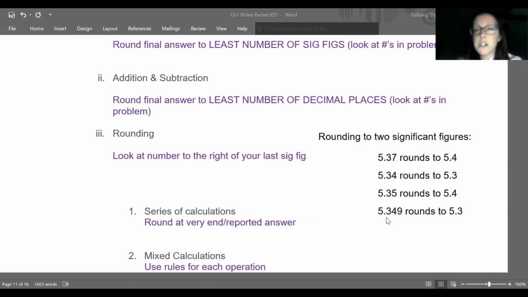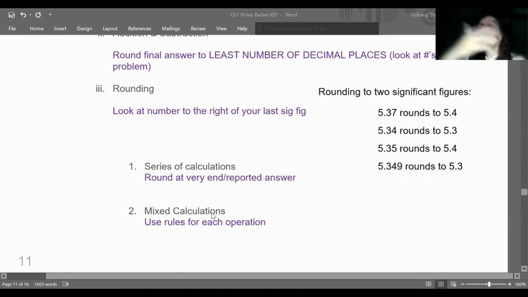Now, don't think too much into this. If I say round to 2 significant figures, well, just find the second significant figure. What that really means in this first case, 5.37, is that I want you to round to the nearest 10th. It's like saying, please round this number to the nearest 10th. Okay, it's like saying, I gave you 5.349, please round this number to the nearest 10th. Okay, so find the second sig fig and round there.